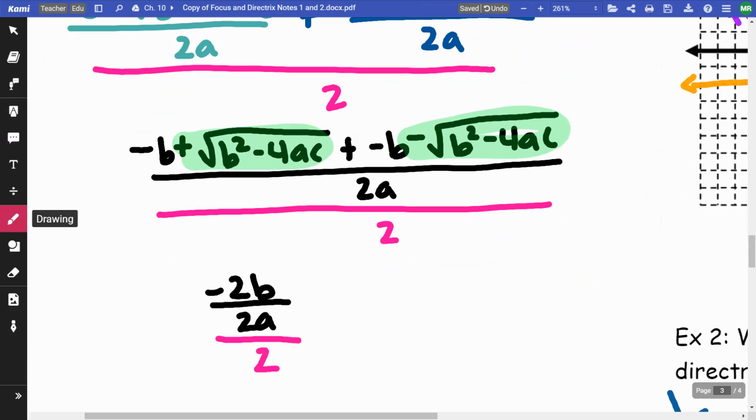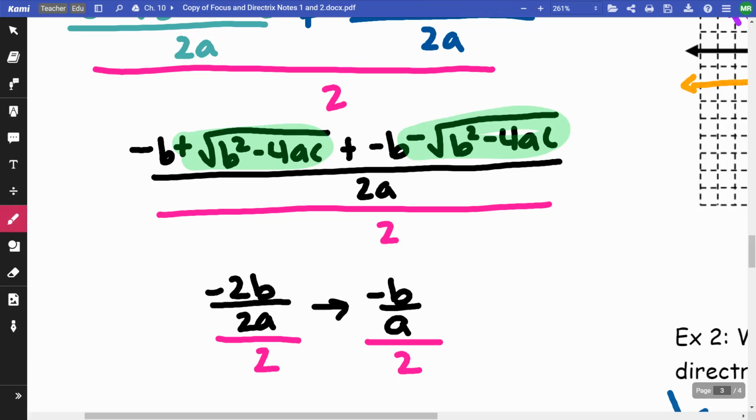Now, let me just focus on the black. Do we agree that the negative 2b over 2a is really just negative b over a? Do we agree with that? And then that is still being divided by 2. All I did was cancel out from the top fraction the 2 on top and the 2 on bottom of the black fraction.